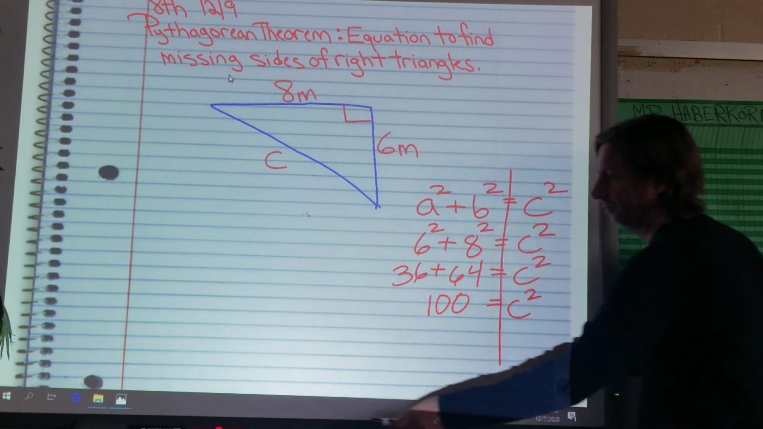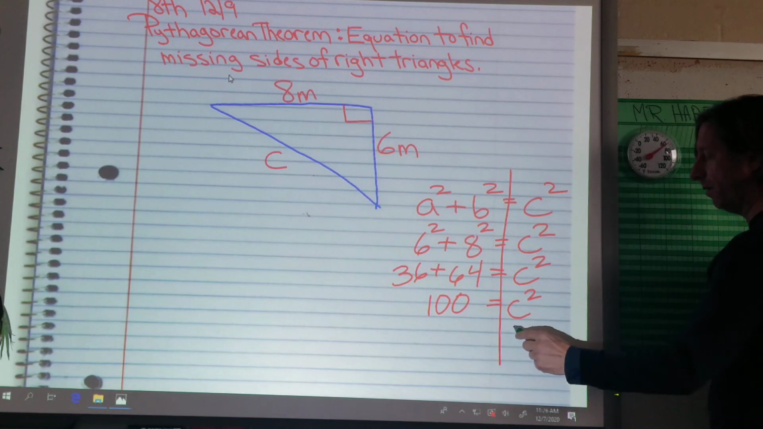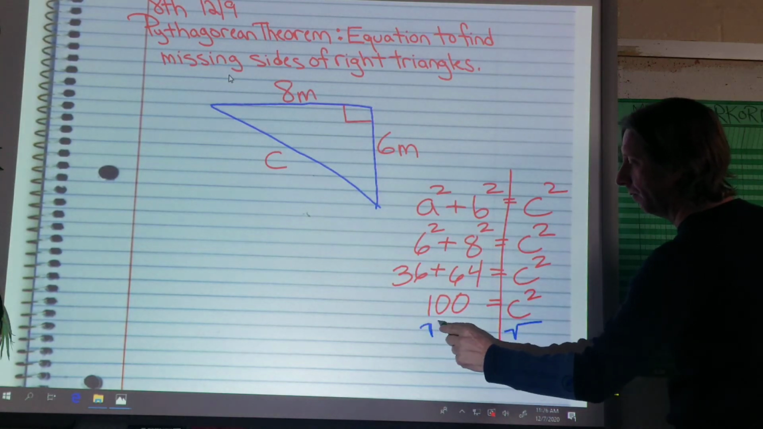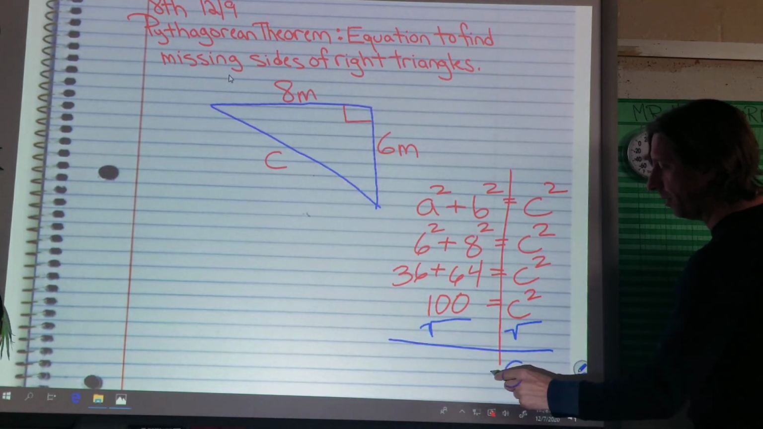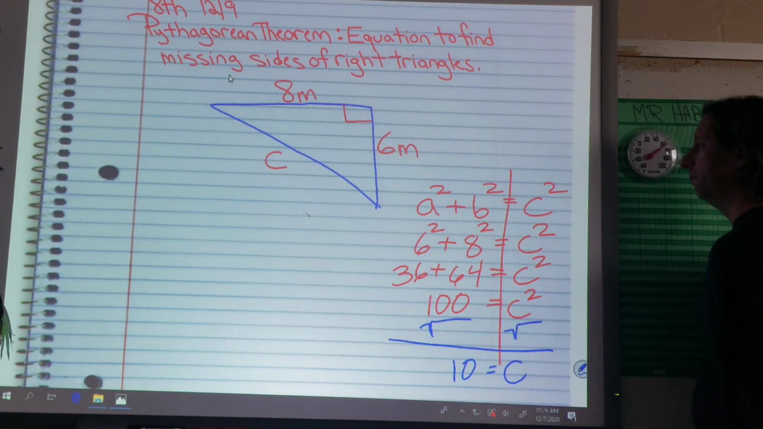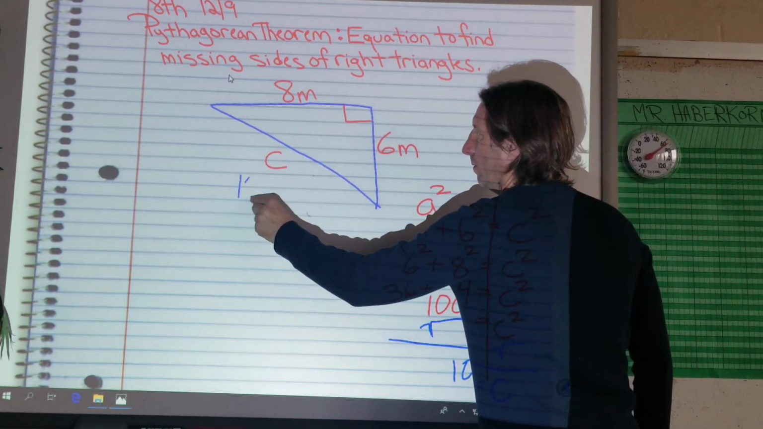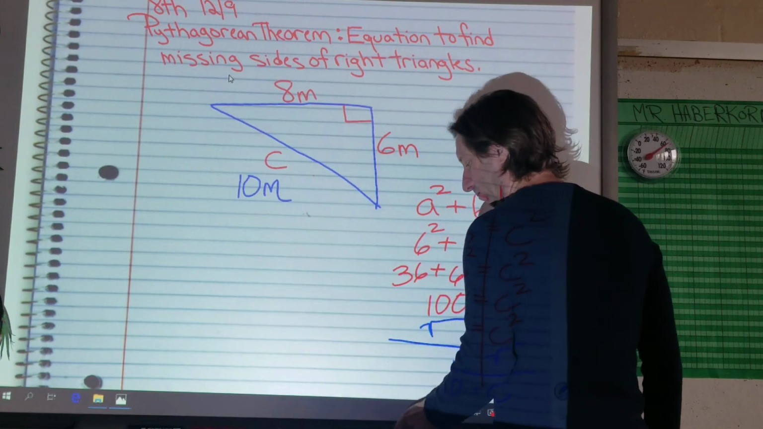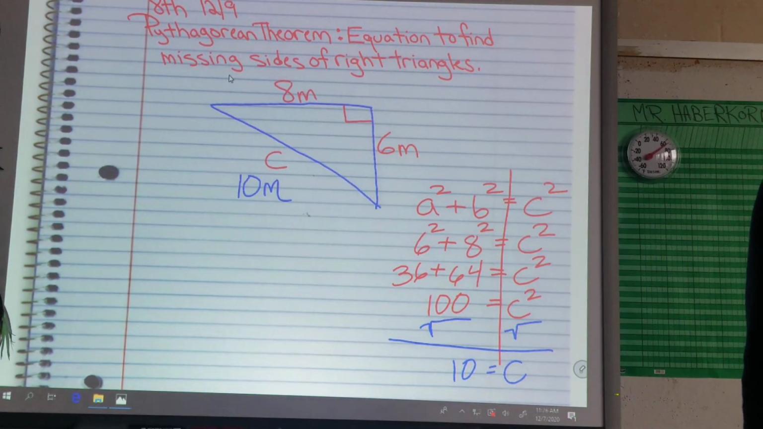Pretty easy stuff. How do we get rid of the squared? Square root, right? We all know the square root of 100 is 10, right? 10 times 10 is 100. What's my answer? 10 meters. All right, so I'll give you some of these to try. Good luck.